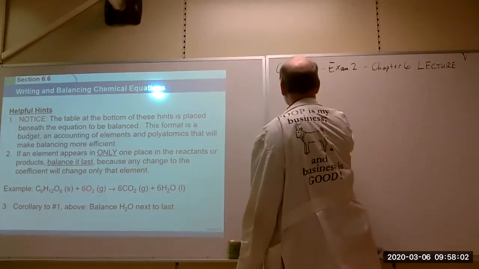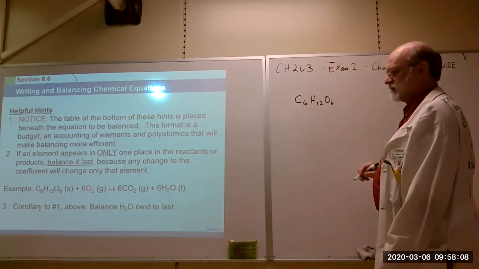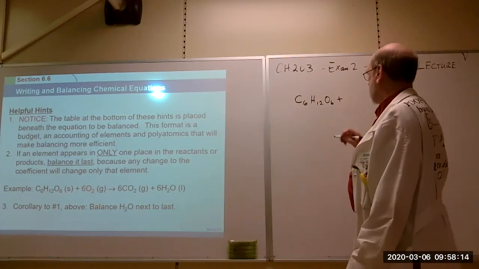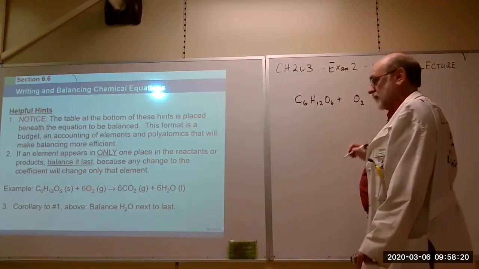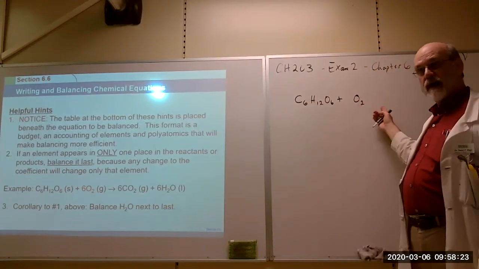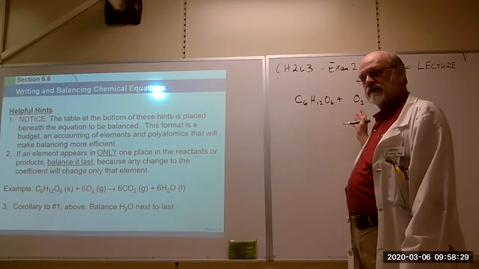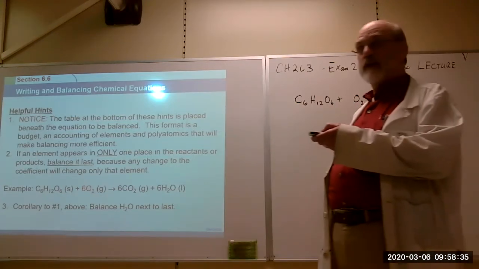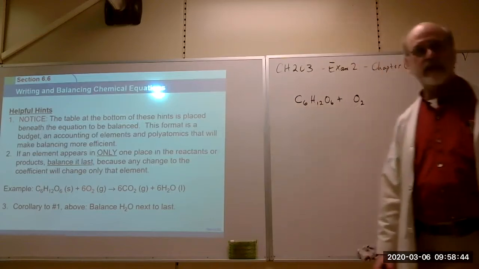So if we take C6H12O6, and when you're balancing, you don't necessarily need the states. You can put them in if you want. But you put your plus, and then you leave a gap here for coefficients. So we have oxygen. And remember, oxygen gas is diatomic. So if the problem says burn glucose in oxygen, you better write it O2. Right? What are the diatomics, just to refresh? Hydrogen, nitrogen, oxygen, fluorine, bromine, iodine. Those are the diatomics.